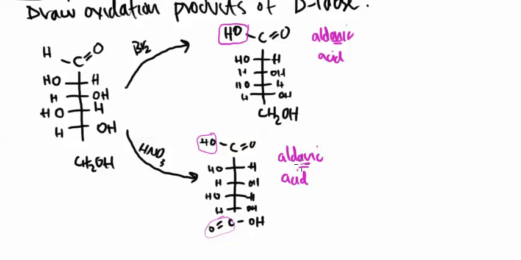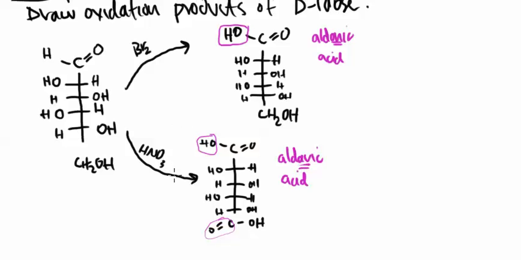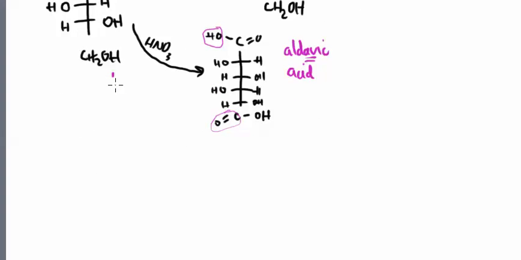If I wanted the Tollens reagent, the only thing that happens with the Tollens reagent, and I can come down here, and I'm just going to put this on a dotted line. If I was required to predict the product for the Tollens reagent, I would start off with the structure of D-idose yet again.